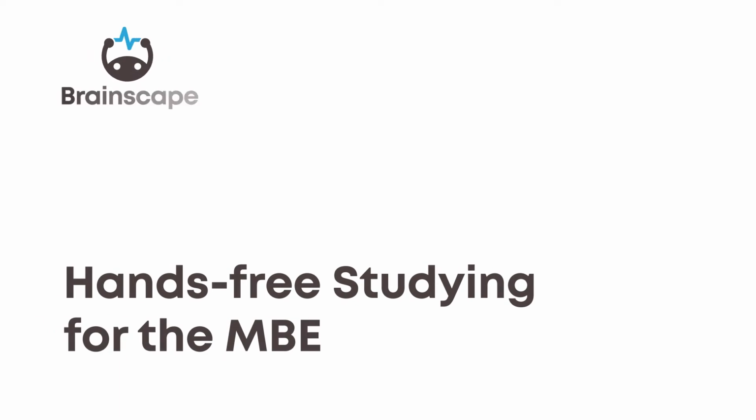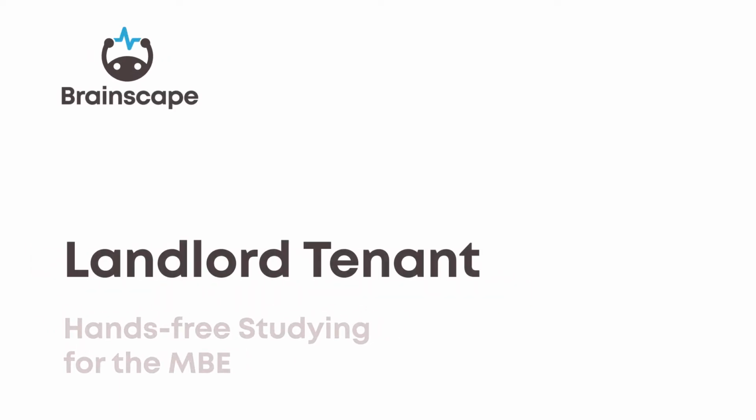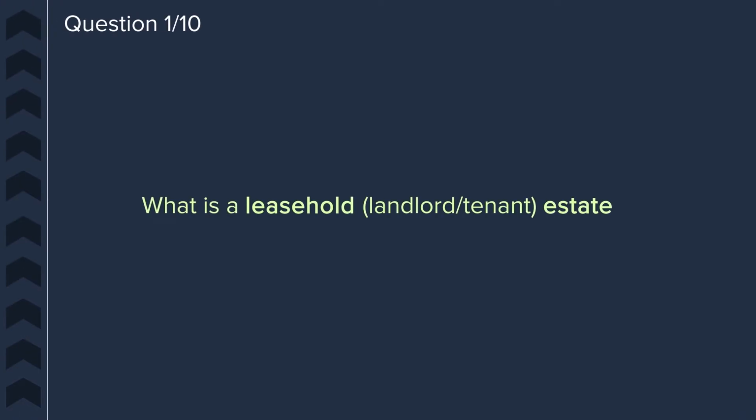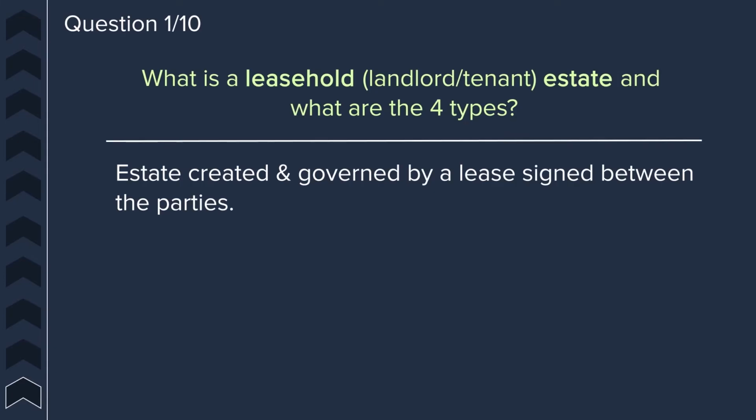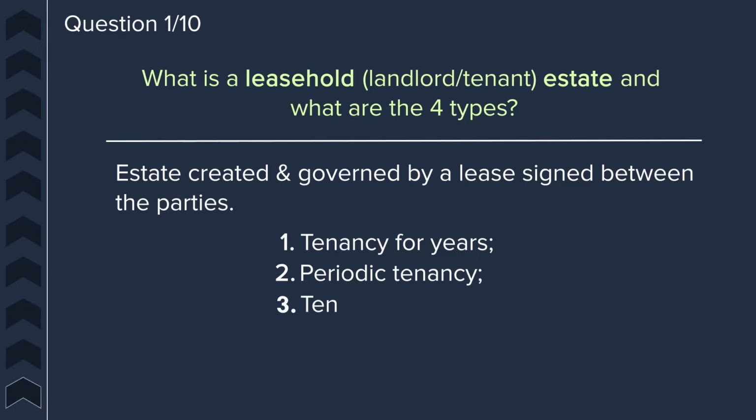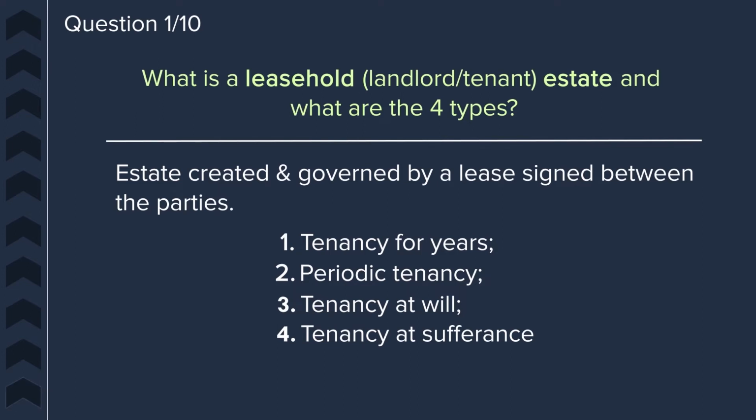These upcoming property questions cover landlord-tenant law. Okay, let's get started. Question 1. What is a leasehold estate, and what are the 4 types of leasehold estates? A leasehold estate is an estate created and governed by a lease between the parties. The 4 types are a tenancy for years, periodic tenancy, tenancy at will, and lastly, a tenancy at sufferance.